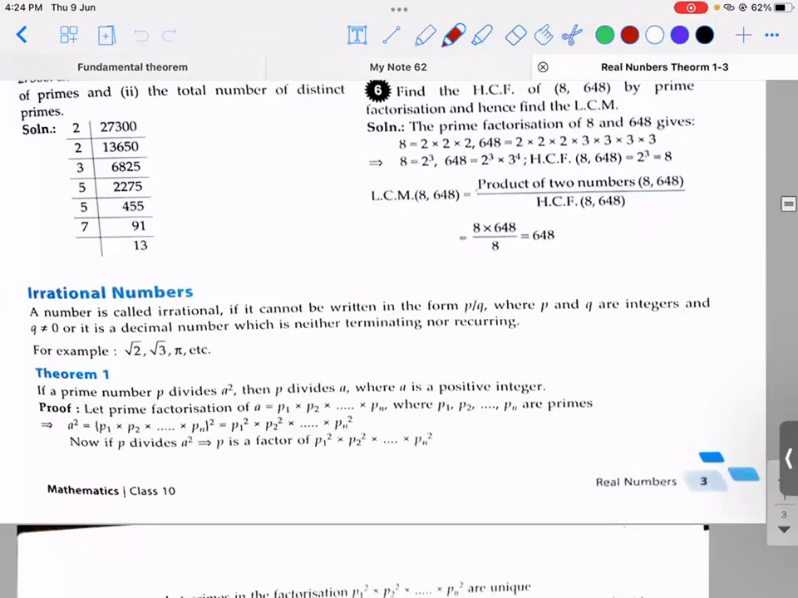If a prime number P divides A squared, then P divides A, where A is a positive integer. So there is a prime number. Okay, that prime number is dividing whom? A squared. Then you are saying that the same prime number will divide A also, where A is a positive integer. But how will you prove it? What are the steps that we can follow to prove it?